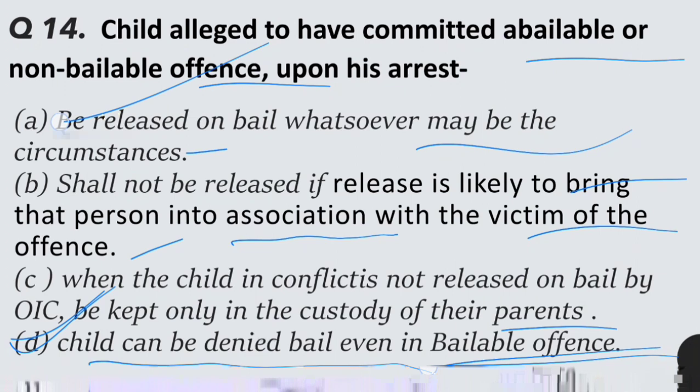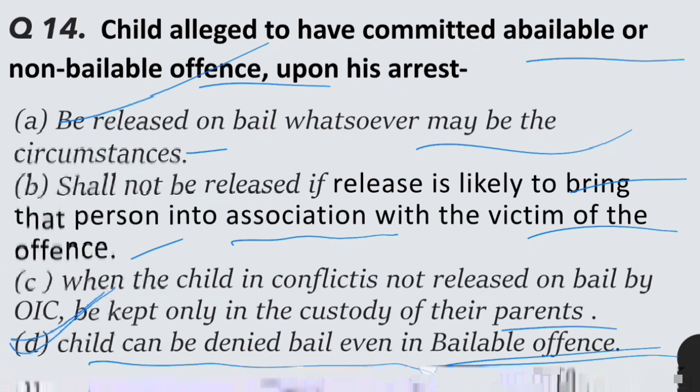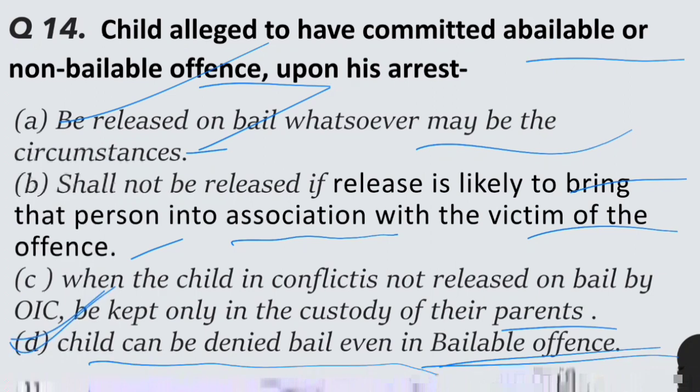The reason is that option A is incorrect, because it says the child must be released on bail whatsoever may be the circumstances, but that's not the case. Where there are circumstances where the child can come into association with some criminals or can be exposed to some danger, in that case the child shall be kept under observation home or place of safety. So B is also incorrect: it is not association with the victim of the offence, but rather that the child can come into association with known criminals, or be exposed to some danger. Even C is incorrect, because he can be kept only under a place of safety or observation home.